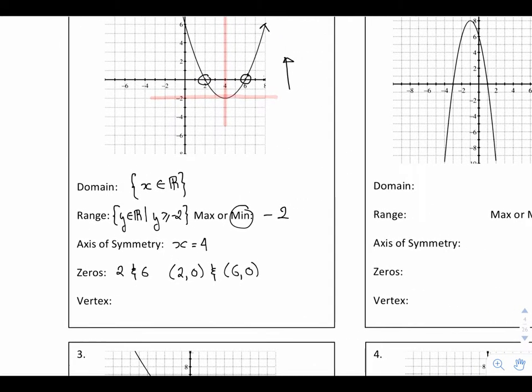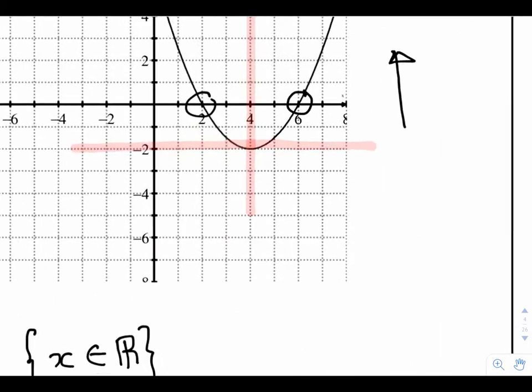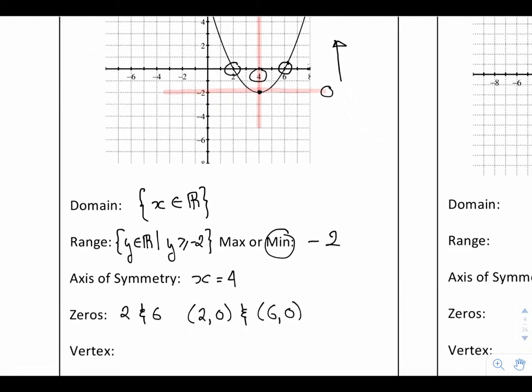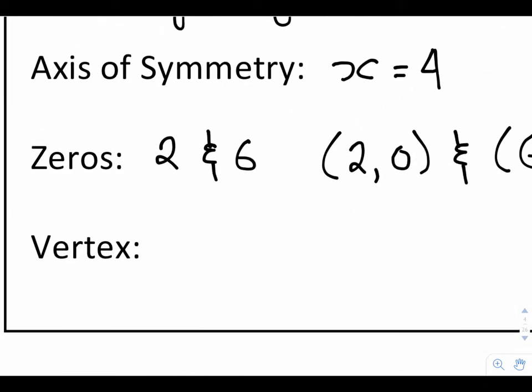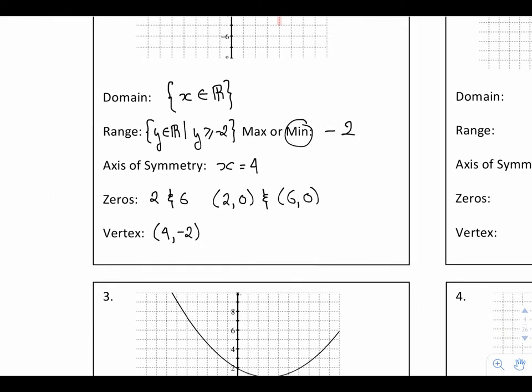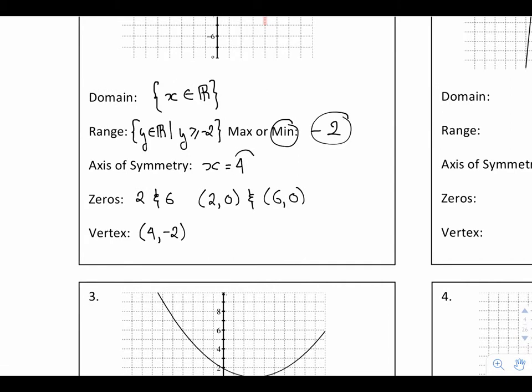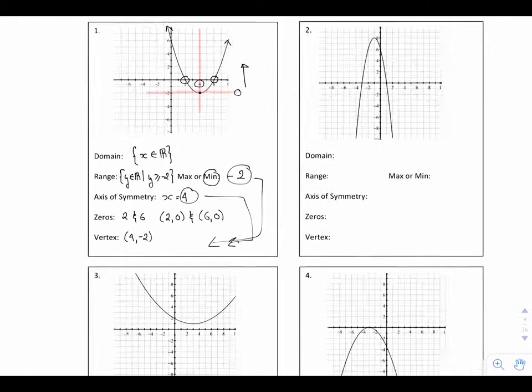Finally, my vertex is the coordinates of that lowest point, which is right here. That ends up being actually the axis of symmetry value and the minimum value. So in this case, my vertex will be (4, -2). So here I'm going to write 4 and -2. If you observe, these two values are what make up your vertex. Just a little observation to take note.